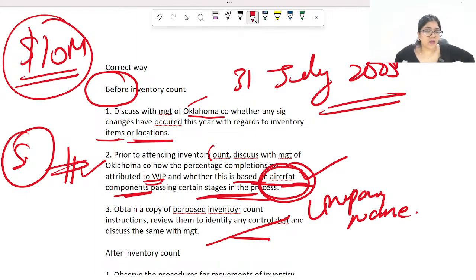Anything else? Any other point that you people are able to think of? I was only able to think of these three. Anything else that you think can be added? Any general, or general to specific, or specific substantive procedure that we can add over here? Quickly, guys.